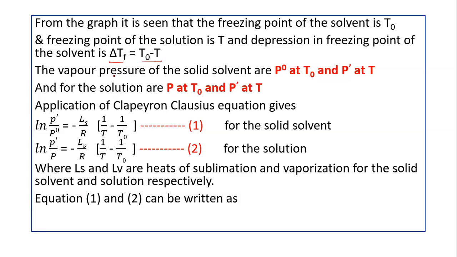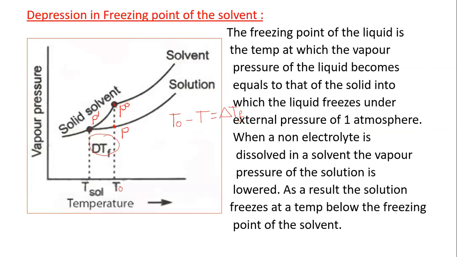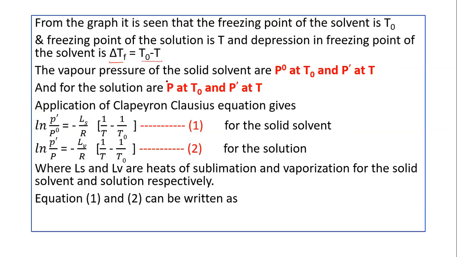Now let us select two points on the solvent curve. At vapor pressure P0, the corresponding temperature is T0, and at vapor pressure P dash, the corresponding temperature is T. This is for the solid solvent, because in between P0 and P dash the solvent is in the solid state. So for the solid solvent, at vapor pressure P0 the corresponding temperature is T0, and at vapor pressure P dash the corresponding temperature is T. Now for the solution, we can select the two points.